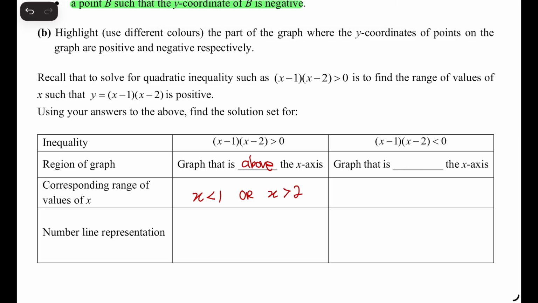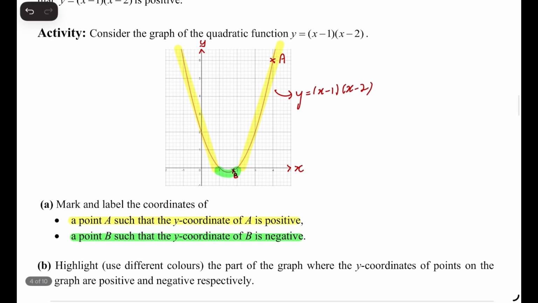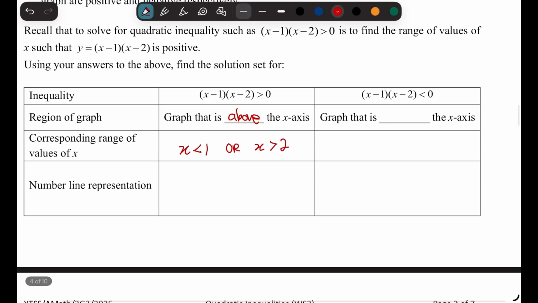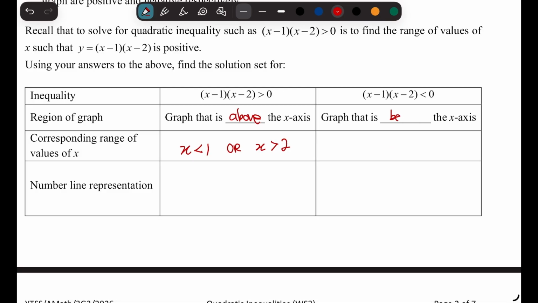Likewise, if I have this inequality over here, whereby this graph that I have less than 0 means I want the part of the graph that is below the x-axis, whereby the y-coordinate is negative. I have the answer over here, which is this is below the x-axis. X must be between 1 and 2.